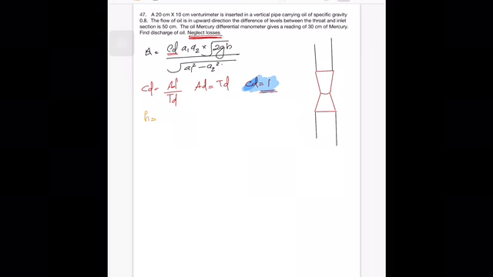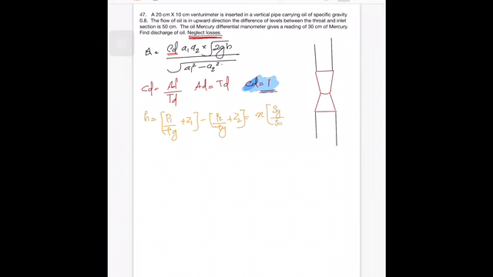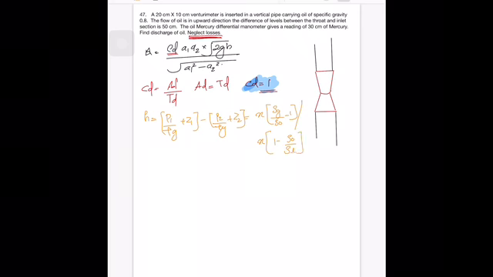H has 3 or 4 equations. H equal to P1 by rho G plus Z1 minus P2 by rho G plus Z2, which is in turn equal to X into Sg by S0 minus 1, or X into 1 minus S0 by SL. Now how to choose this equation or this equation?